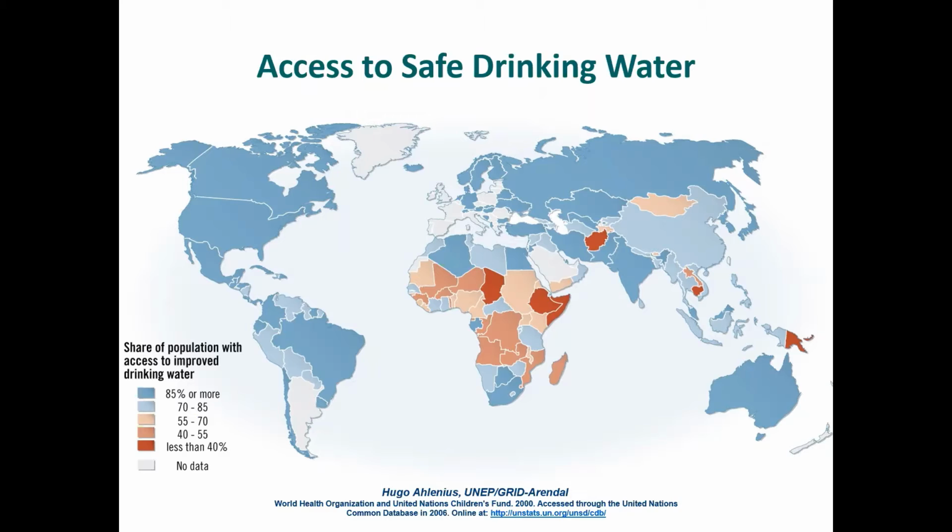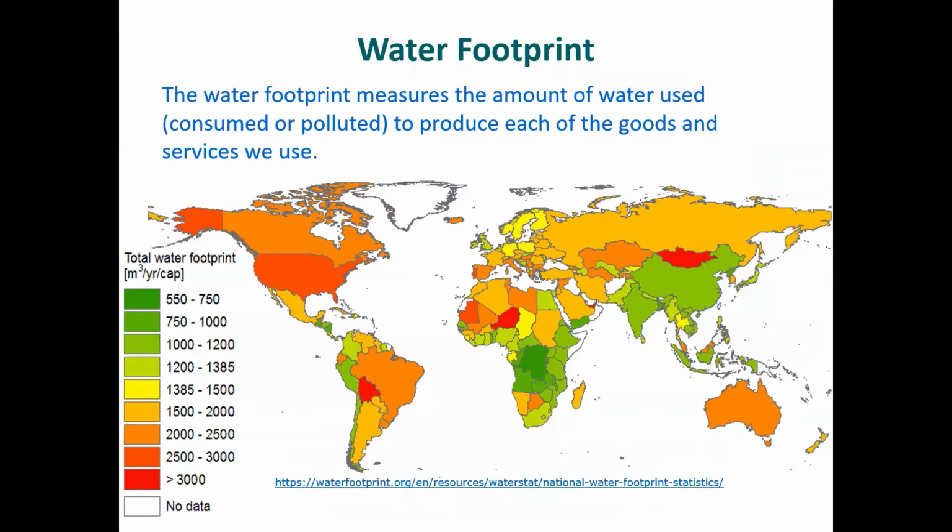But once again, Canada is in a pretty nice place to live. According to this map, 85% or more of our population has access to safe drinking water. So that's always good.